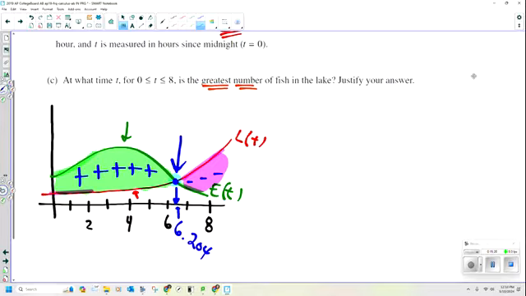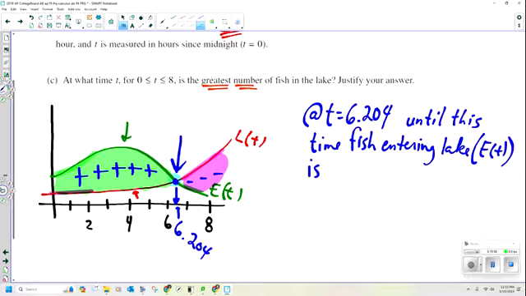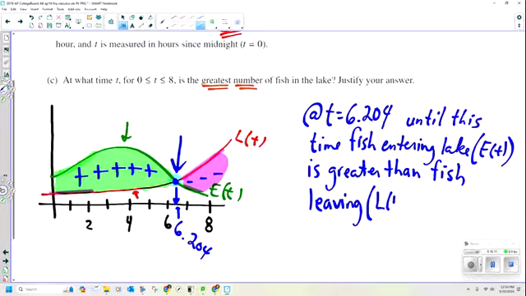And I could write this one of a million different ways. So I'm just going to say at time equals 6.204. That's the most. How come? Because until this time, okay, fish entering the lake, which is E of t, is greater than fish leaving, which is L of t.